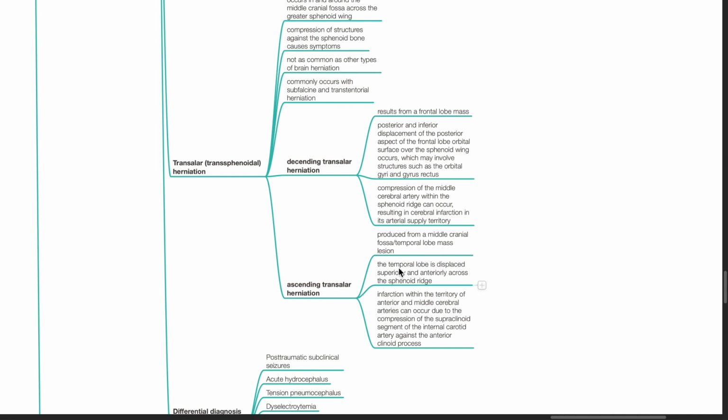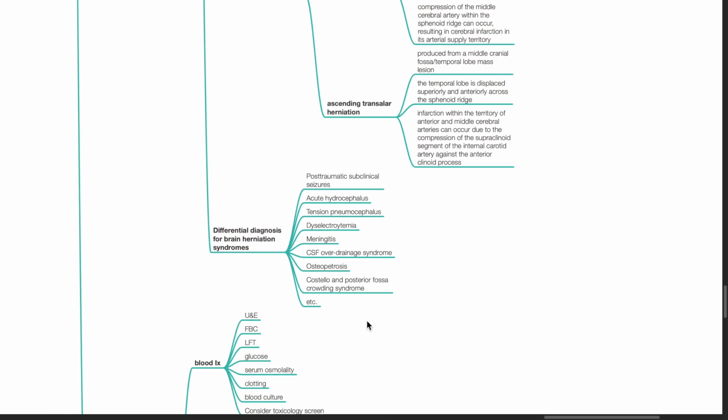The temporal lobe is displaced superiorly and anteriorly across the sphenoid ridge. Infarction within the territory of the anterior and middle cerebral arteries can occur due to the compression of the supraclinoid segment of the internal carotid artery against the anterior clinoid process.